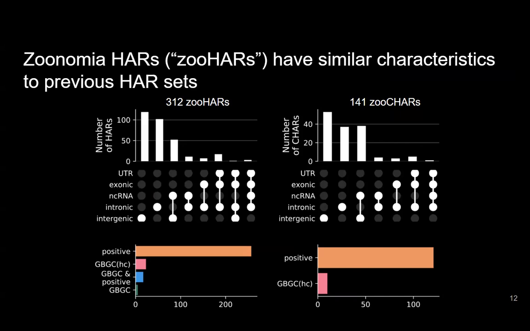So the majority of HARs are intergenic. That's exactly what's found before. We find a lot that are intronic. We find a few more that are non-coding RNAs compared to before, and really that comes out to better annotations over the 15 years or so that it's been since the HARs were first identified.